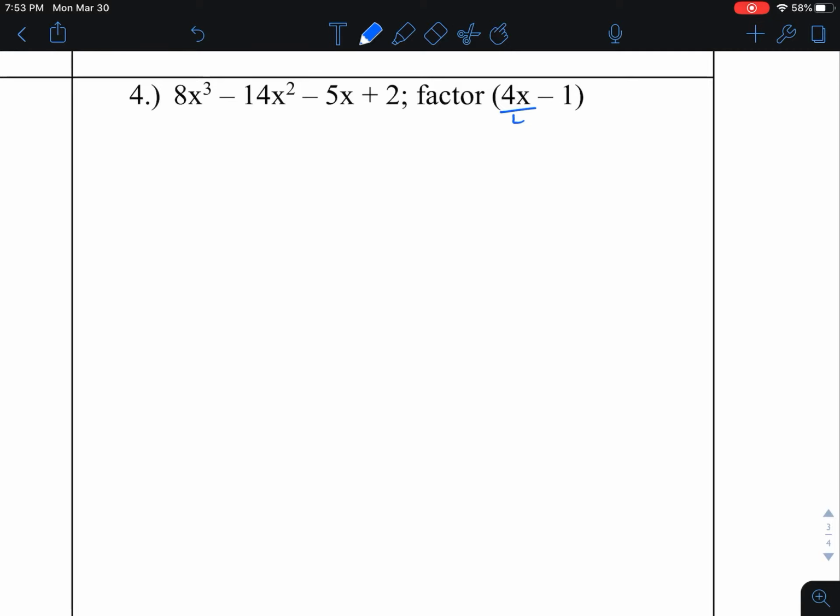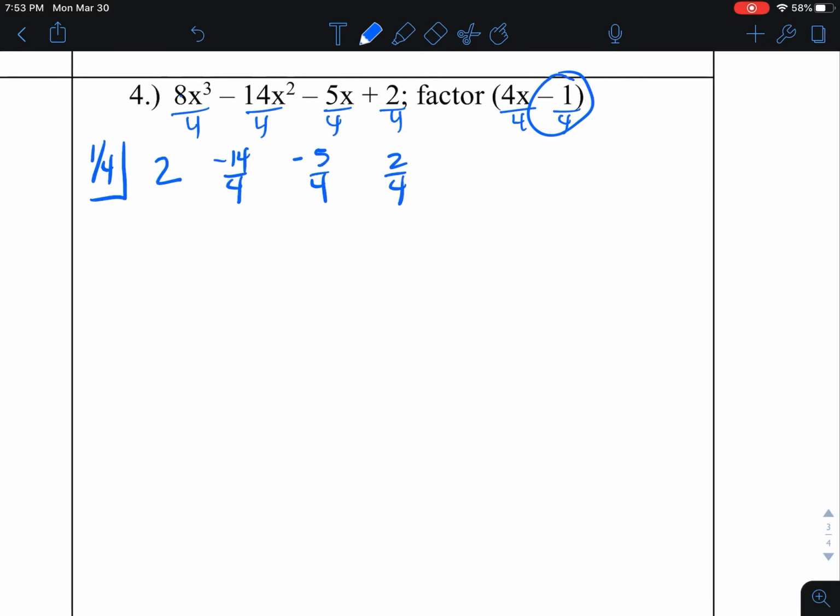Okay. So the first thing I'm going to do is divide everything by 4 to start with. If I divide everything by 4, this right here is a -1/4, so I'm going to do the opposite and put a +1/4 on the outside. 8 divided by 4 leaves me with 2. -14/4, I'm going to leave that as -14/4. I'm not going to simplify that because it'll make our fraction multiplication and addition and subtraction and all that stuff so much easier if they all have the same denominator. And then this is -5/4 and then +2/4. And again, I'm not going to simplify that one either.